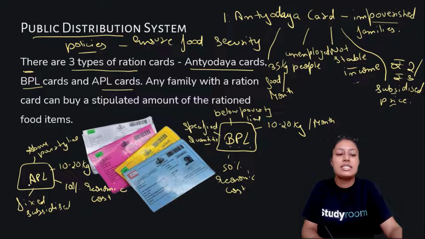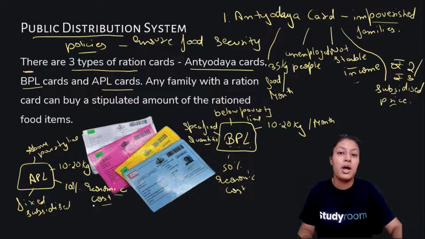Next is APL card, which is above poverty line. People above poverty line get 10 to 20 kgs per month on average, and they have to pay 100% economic cost for it. If the government has set the price at 20 rupees, they'll have to pay 20 rupees. There are no subsidized rates for people above poverty line.